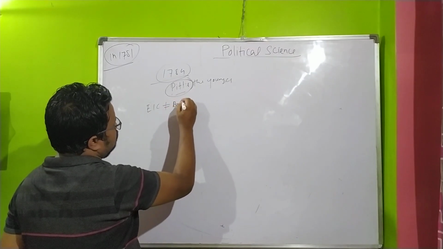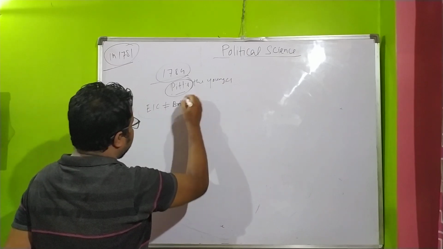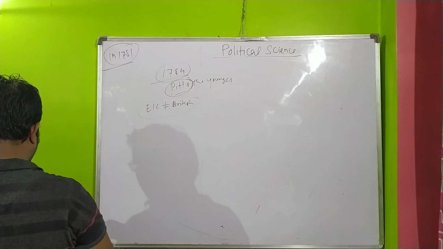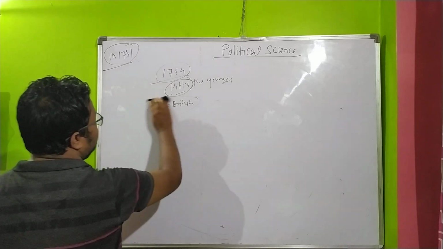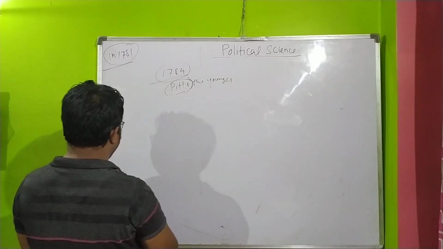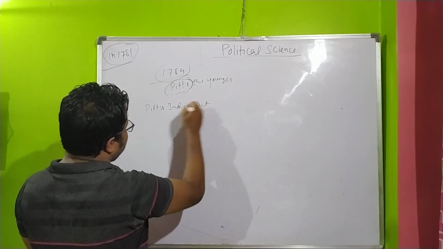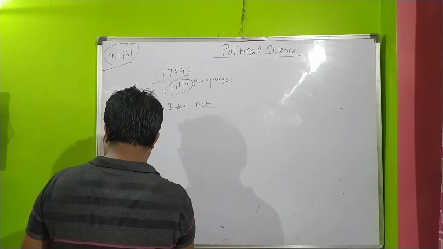Since the East India Company was not obeying the British government, Pitt the Younger passed one more act, which is called the Pitt India Act. Now what is the Pitt India Act?